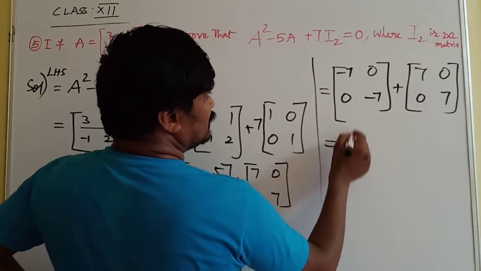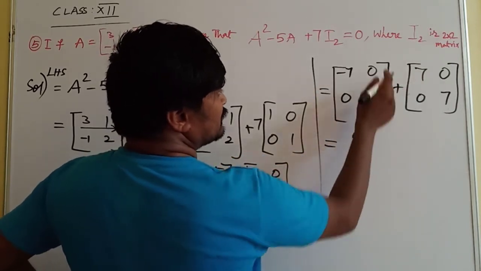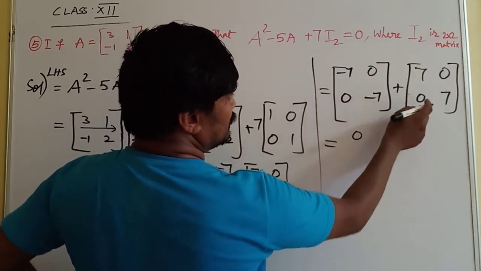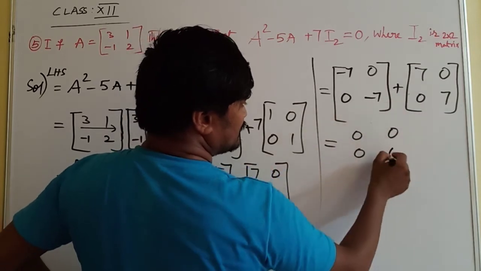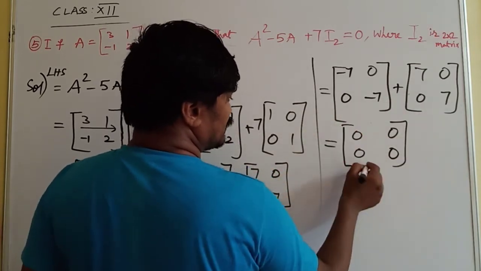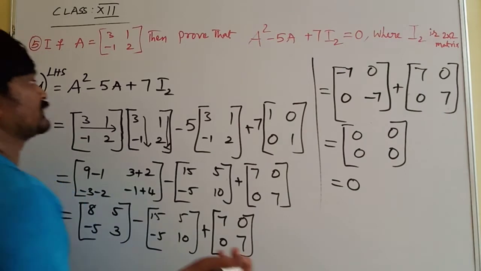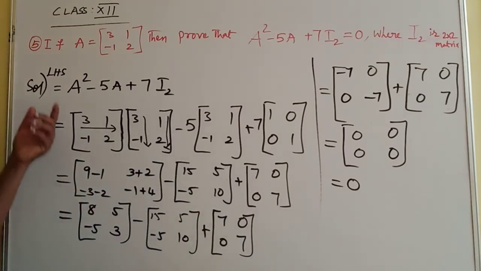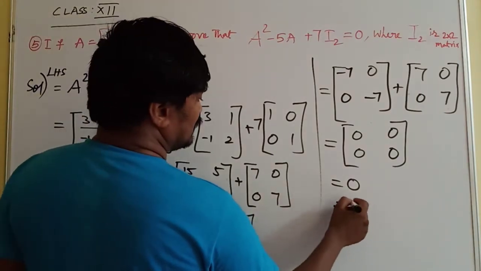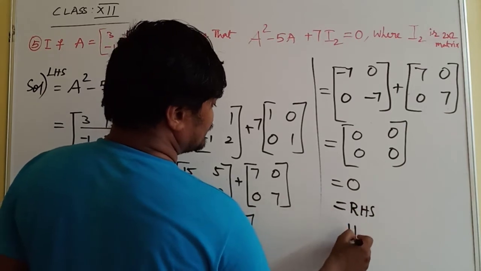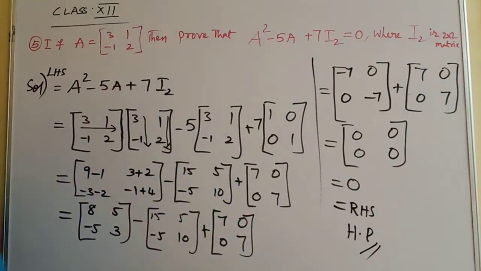Add these two now. Minus 7 plus 7 is 0, 0 plus 0 is 0, 0 plus 0 is 0, minus 7 plus 7 is 0. So all 0s, which is nothing but the 0 matrix. So that is your RHS. Hence it is proved. Clear? It's very simple, just multiplication and addition. So that is about your fifth.